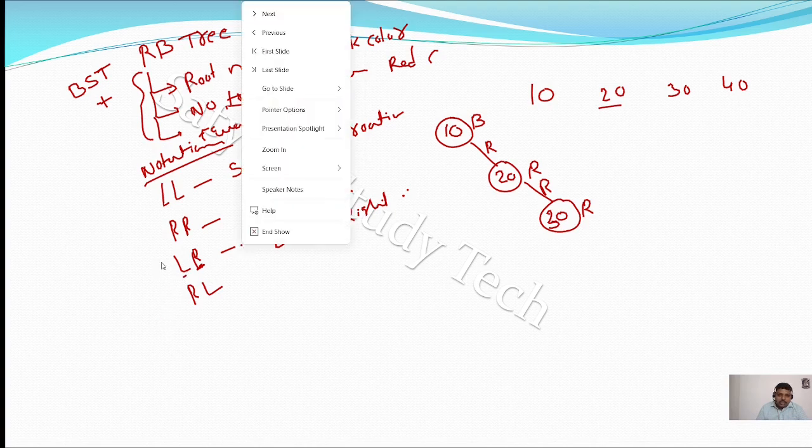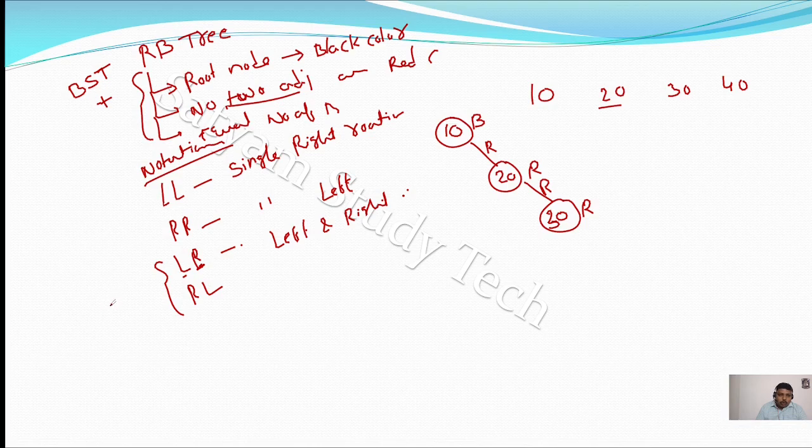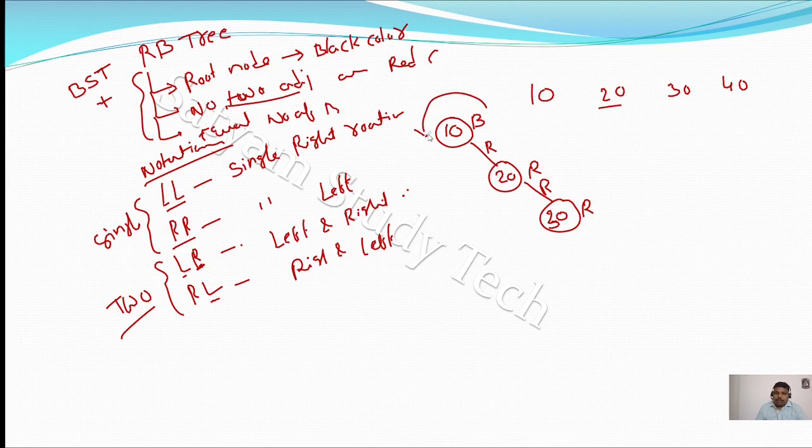So in this case we have two rotations, a double rotation. Whenever LL or RR occurs, it is a single rotation. Now you can see RR is there, so it is a single rotation, a left rotation. After performing the rotation, you have to change the color. Now pull down in the left direction, and 20 becomes the parent of 10.